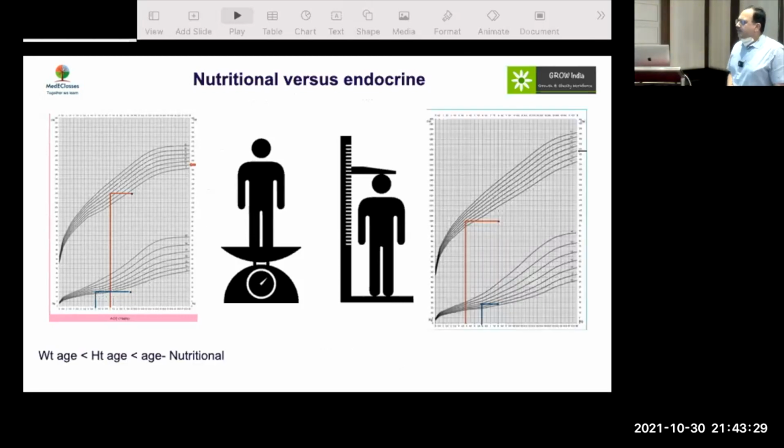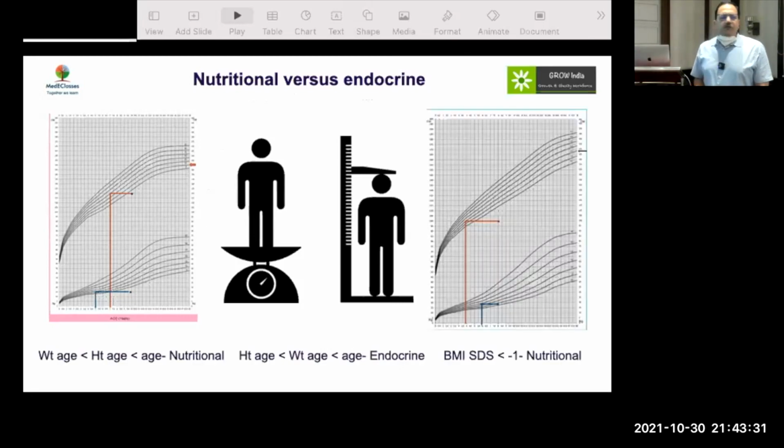So height age, weight age will tell you. And we have found that if your BMI standard deviation score is low, which basically means you are lean, this will give you an objective parameter to identify nutritional cause in that perspective. And this is where you can evaluate and highlight.